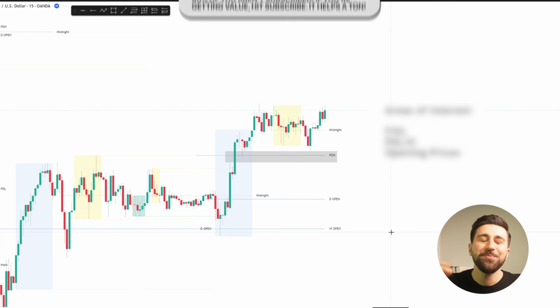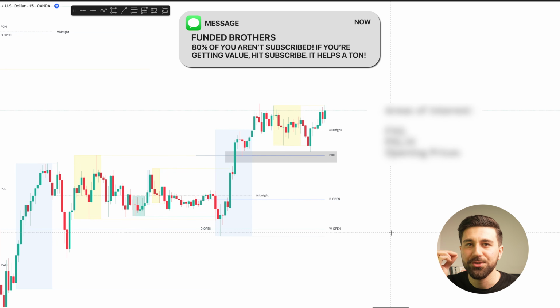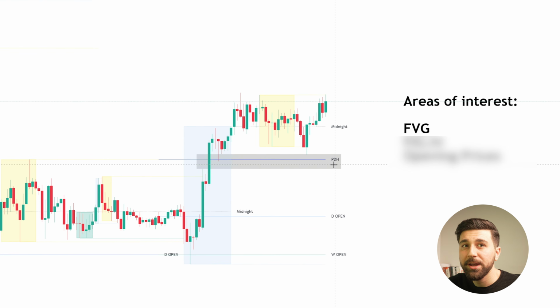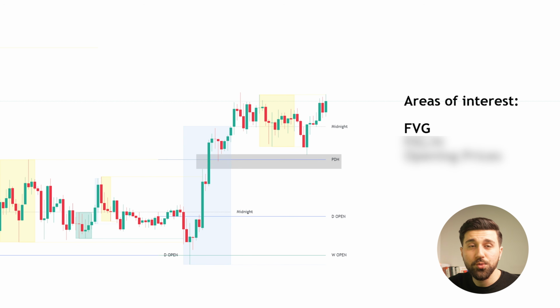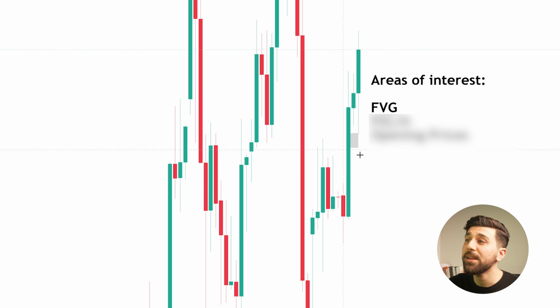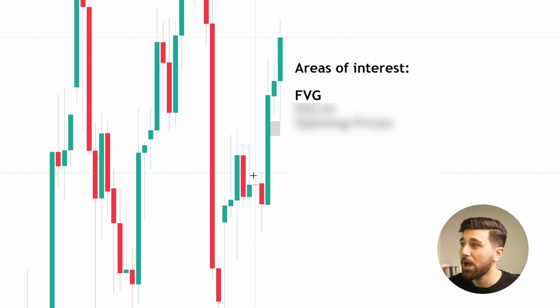So first of all, the first component of the strategy are areas of interest. And which areas of interest do we have? Obviously, fair value gaps. And which ones will we use specifically are fair value gaps on the 1 hour, like this one, and also on the 4-hour time frame, like this big 4-hour fair value gap.